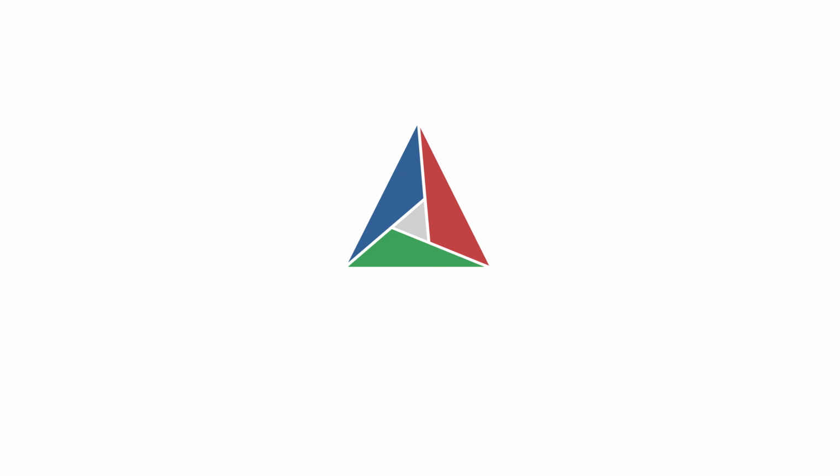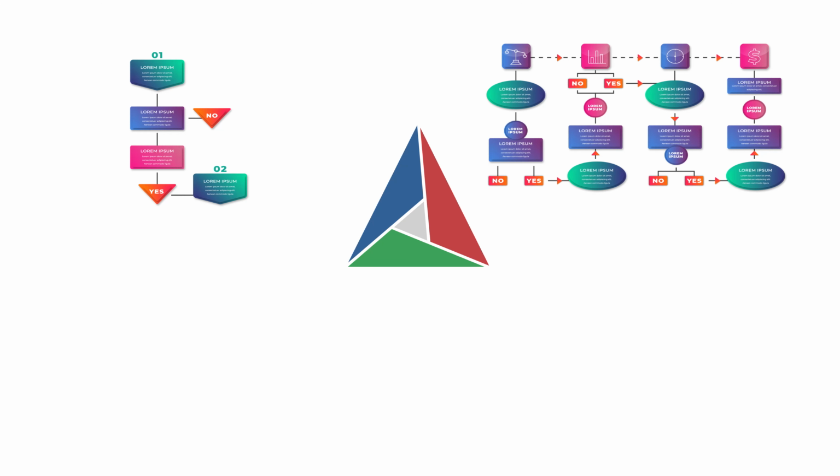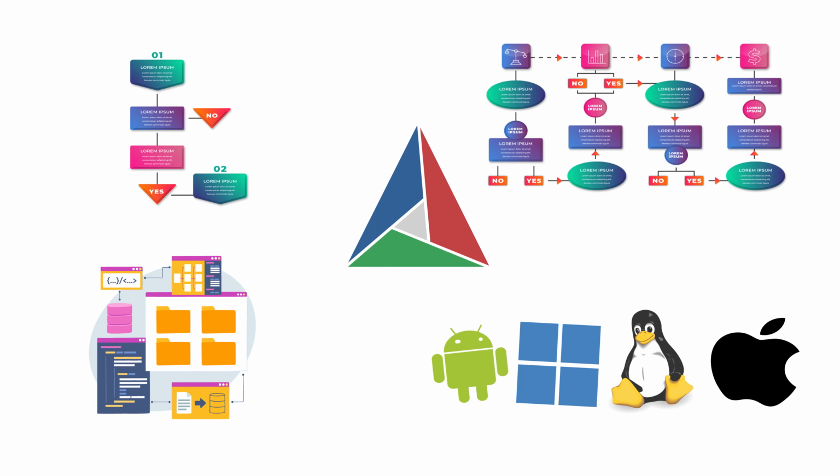CMake allows developers to describe how to build simple and very complicated software systems with a single set of input files. This can be used to build the software on multiple platforms, from Android to iOS to high-performance computing systems.